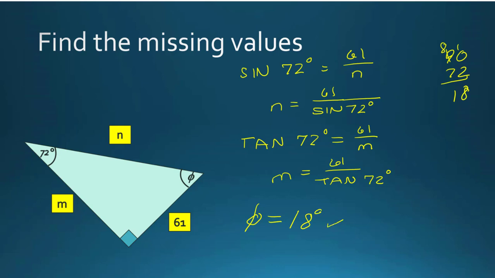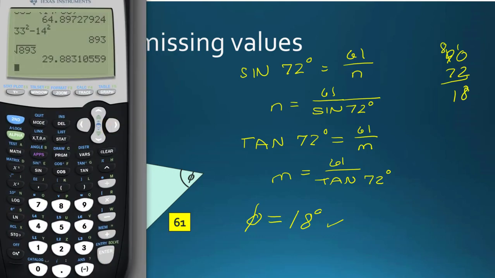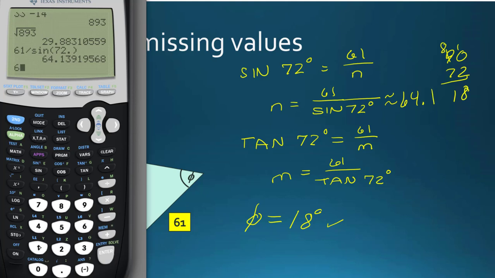All right, so let's see if we can get those numbers really quick with our calculator. 61 divided by sine of 72 is 64.1. And 61 divided by the tangent of 72 equals 19.8.